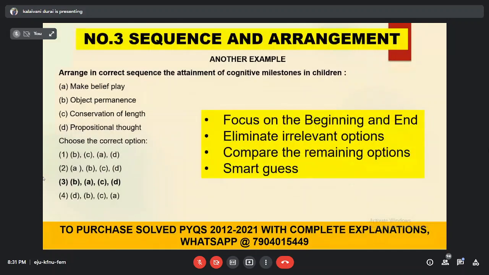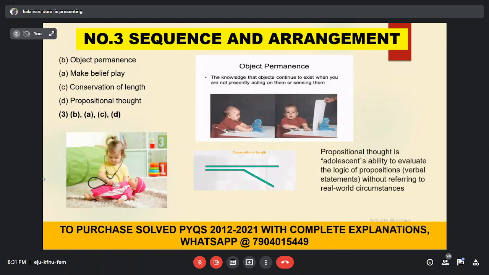Okay, I have given you one more example for a sequence and arrangement type question. Just have a look at this. I have already highlighted the correct answer, or else I could have asked you what comes first and what comes later. Just have a look at this question. I'm not explaining it. We are not studying, we are just seeing the types and techniques to solve them.